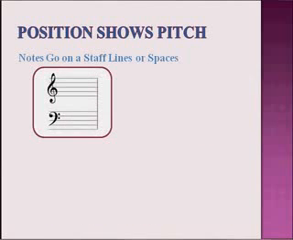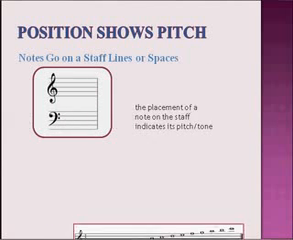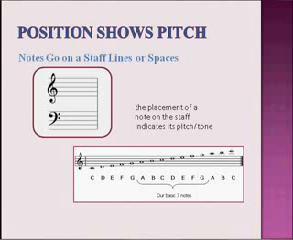Positions show the pitch. Notes go on a staff, of lines and spaces. The placement of a note on the staff indicates its pitch or position. As you can see, we can start here and go all the way up this one treble clef on our staff, and then we see that we have our 7 basic notes inside of that, but we've used them over and over, but somewhere on that staff is the note name.